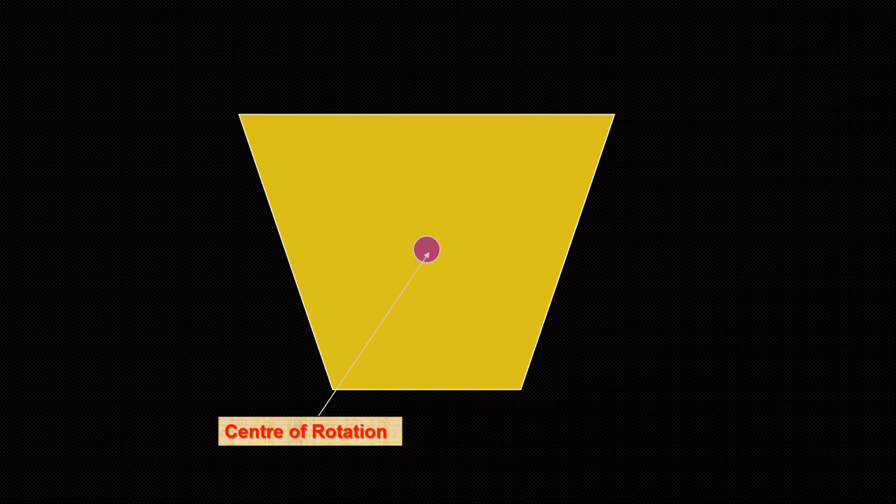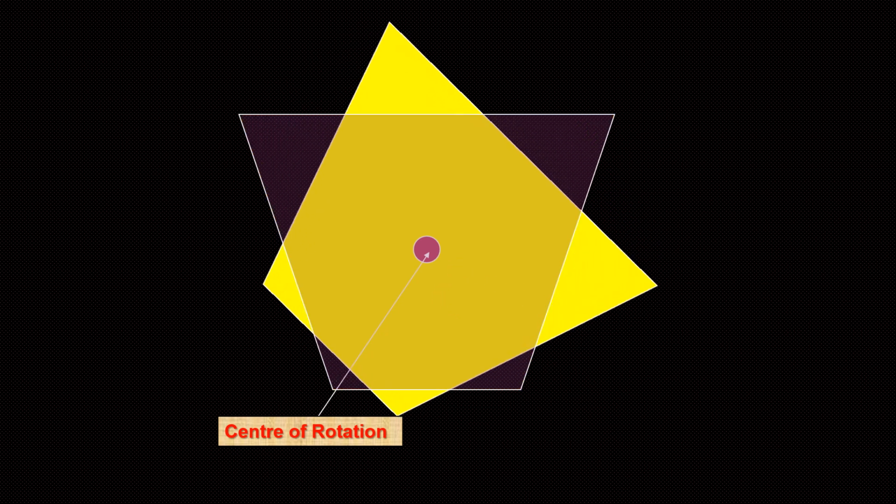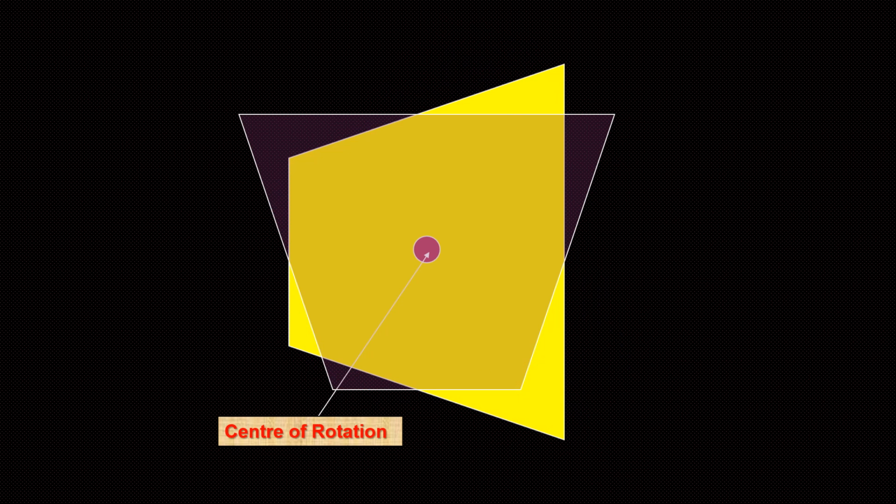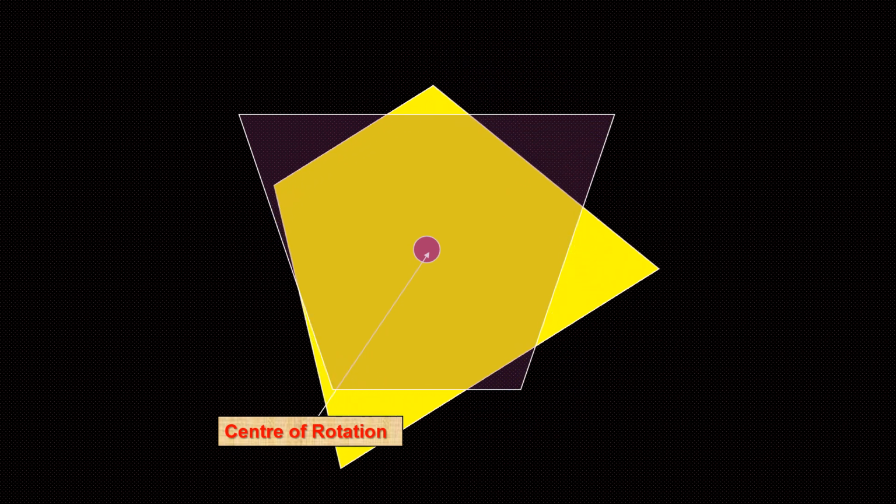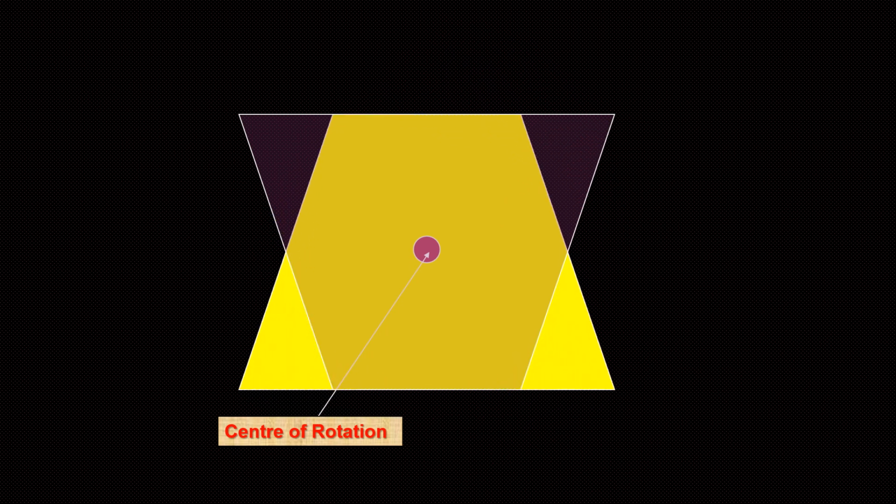Let us look at this figure now. Now I'm taking another figure, a quadrilateral. Its center of rotation is this. Now let's see whether this figure has rotational symmetry or not. If it does, what is its order and at which angles. Let's start from the first turn, 90 degrees. Does it look the same? No. Next, 180 degrees. Does it look the same? No.